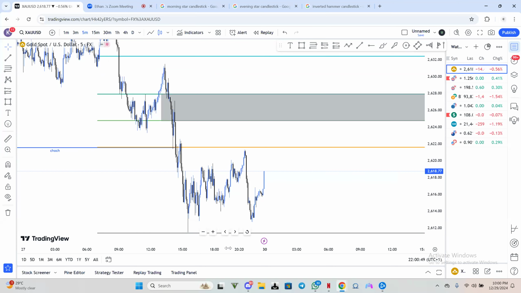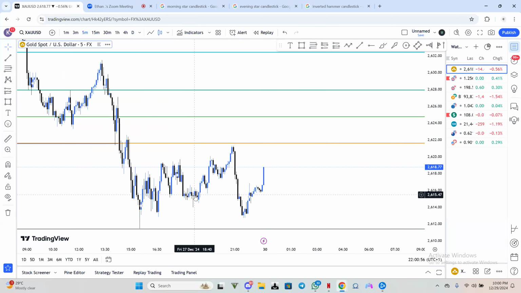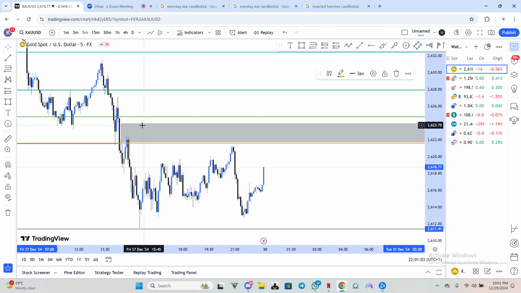Okay, we have this order block. You can see this order block here. Let me take this down. So you can see you have this fair value gap here that price action has tapped into like this. And like I said, the candlestick before your fair value gap is your order block.